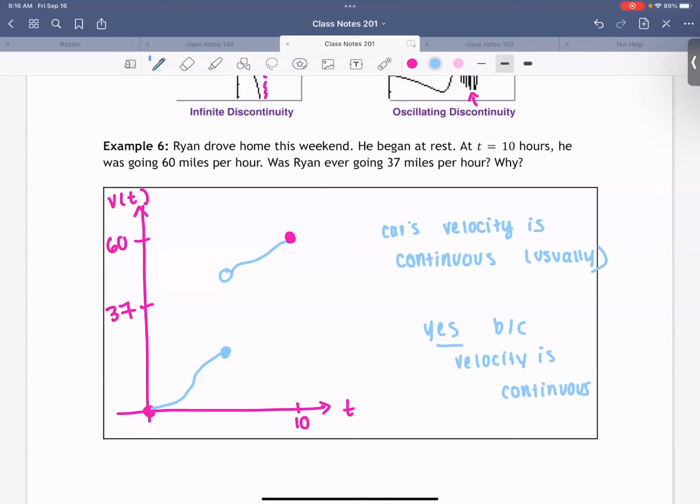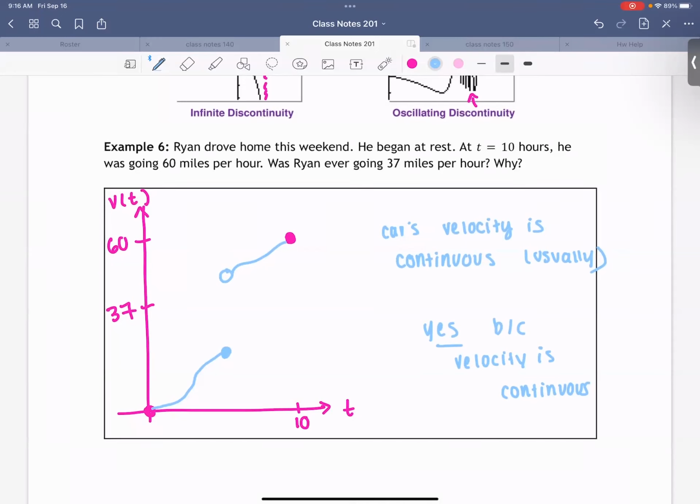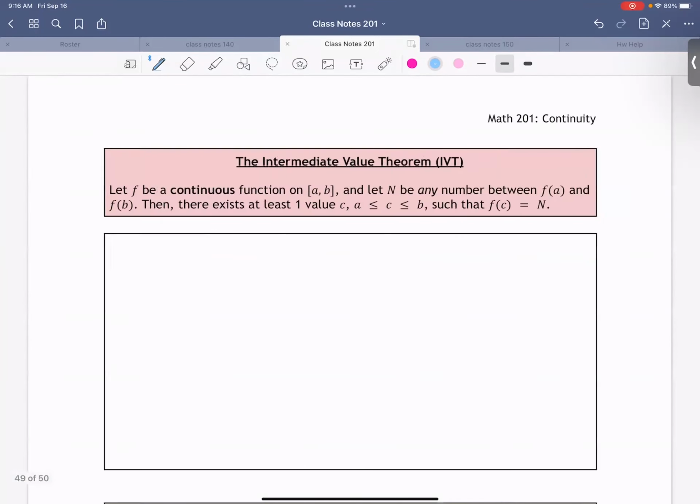Okay, what I just did is I applied something called the intermediate value theorem. I don't know, some of you might have heard this before. Let's just talk about what this actually says. This is a theorem that is very, very important in calculus. If you're a math major, you're probably going to hear this a lot in the future. But it only applies for continuous functions.